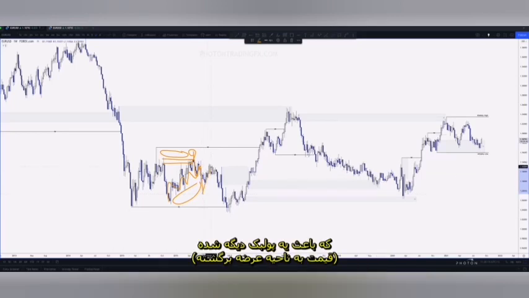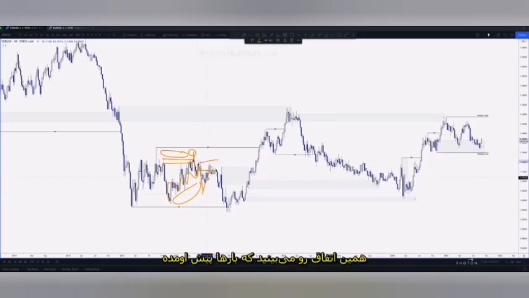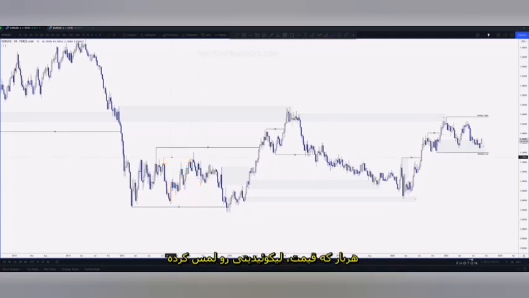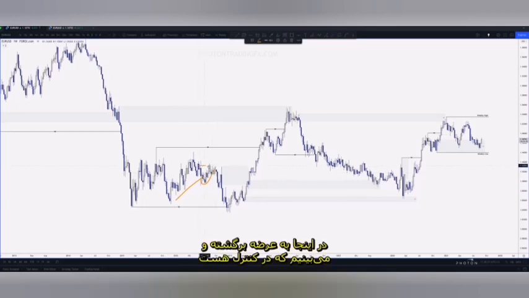right? Which then initiates another pullback back into supply, and then the exact same thing happens again and again and again. So every time you get price essentially tapping into liquidity, it is either going to produce a full-on reversal, or it's just enough, right, to just produce that pullback back into supply still in control, and then eventually we go.